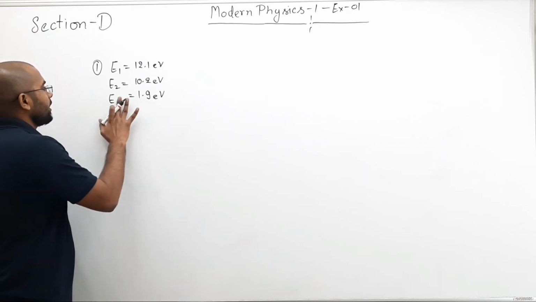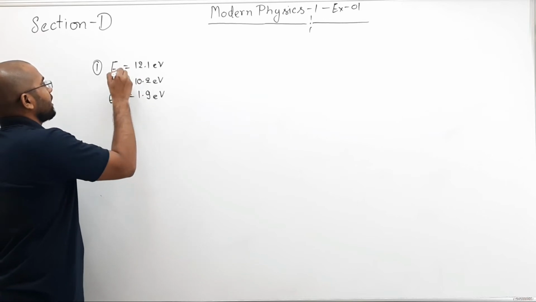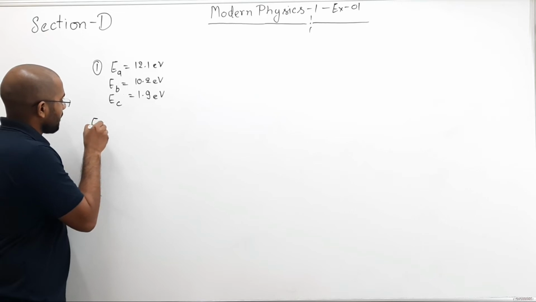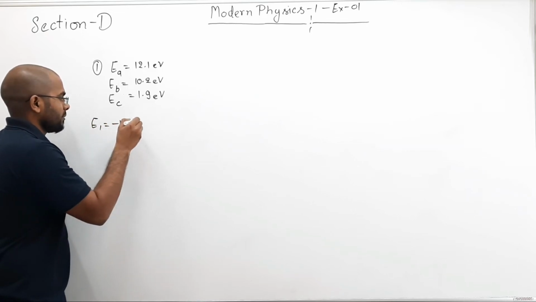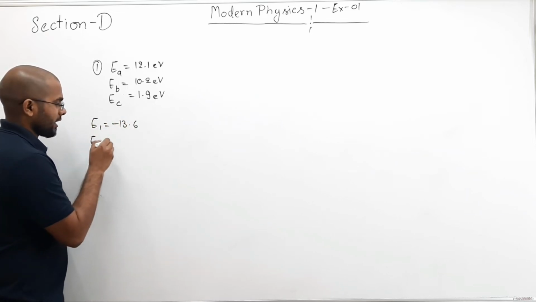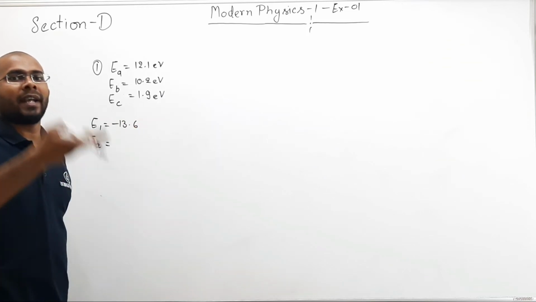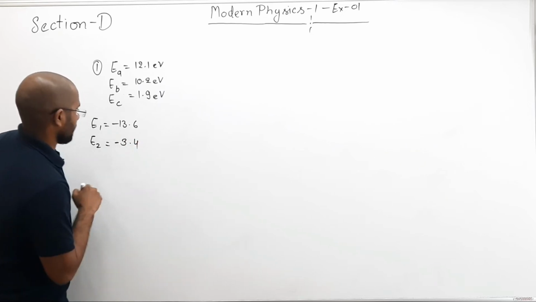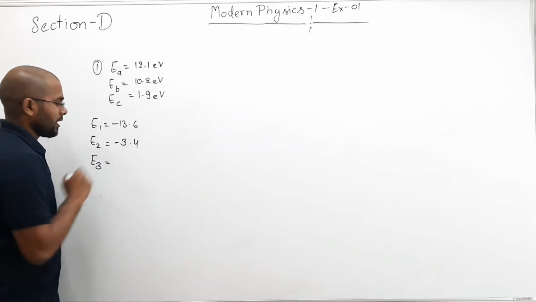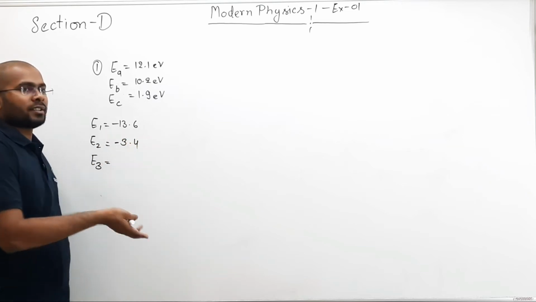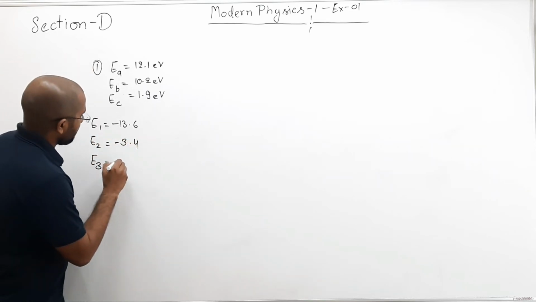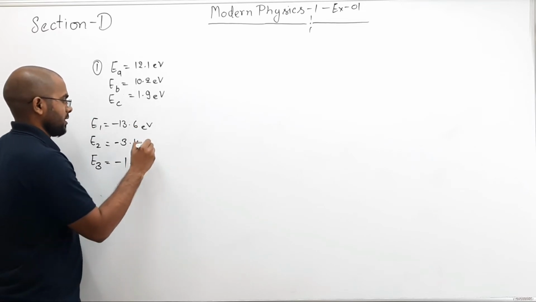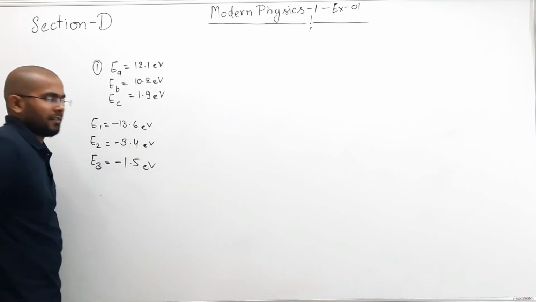Now here, don't write it like this, write it energy A, energy B, energy C. Now what is the energy in the first level of hydrogen atom? Minus 13.6. What is energy in the second level? Minus 13.6 divided by 4, that is minus 3.4. What is energy in the third level? Minus 13.6 divided by 9, so that will be minus 1.5 electron volts approximately. So this much is the value.